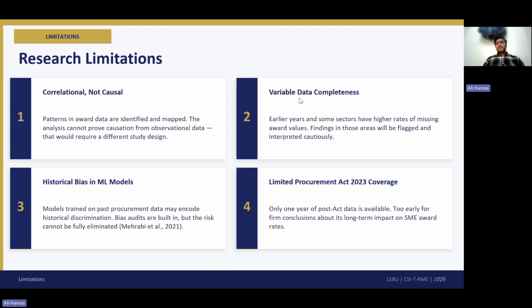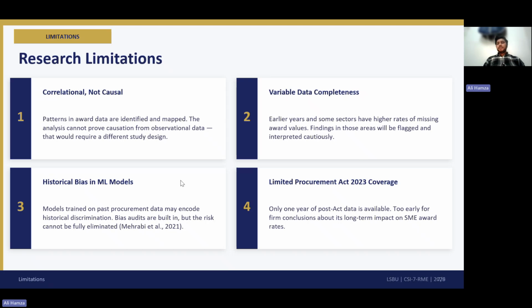Then we will have variable data completeness, because in the earlier time there could be a possibility that we have less data, and that is not filled, so it can cause missing values, and we will have problems in getting the exact data. Then we will have historical bias in the ML model. As you know, we try to add bias audits basically, to avoid this problem. But as you know, we can have missing data, so that can cause a problem in biasness.